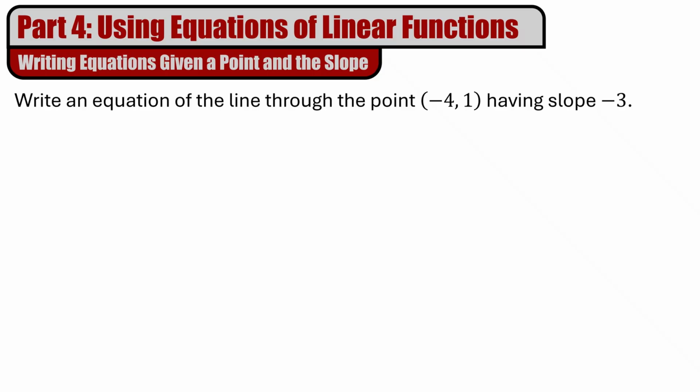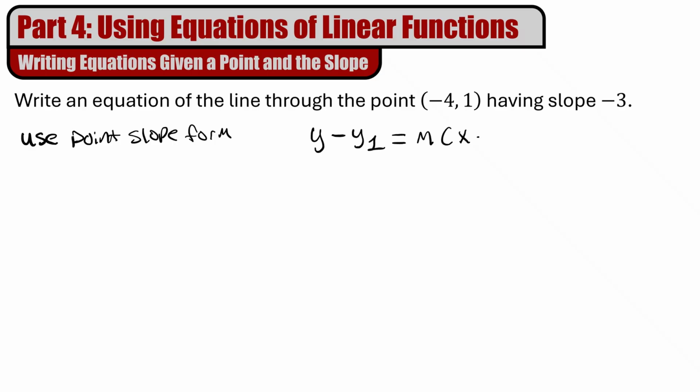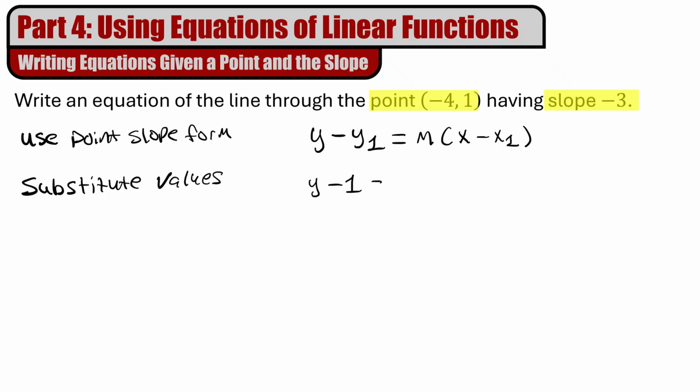Now we'll write the equation of a line when we're given one point and the slope. We'll use point-slope form and then simplify to slope-intercept form. We start with the formula. y minus y1 equals m times (x minus x1). Next substitute the values. The values will come from the point (negative 4, 1), and the slope negative 3. This will make the equation become y minus 1 equals negative 3 times (x minus negative 4).